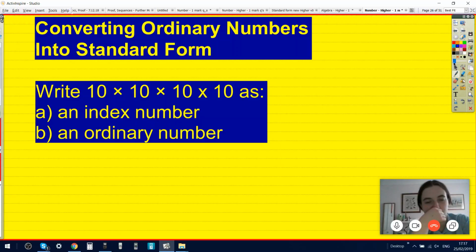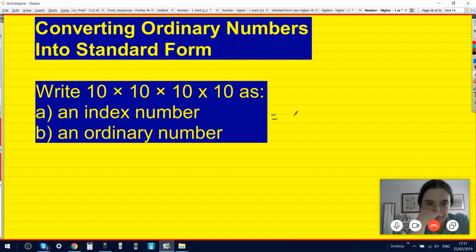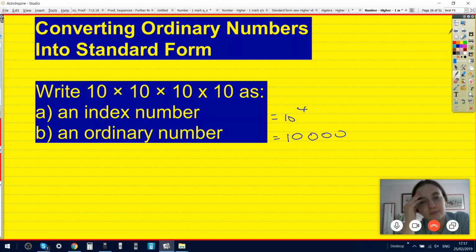Okay, this part A. 10 to the 4. 10 with 4 zeros. Wait, no, 3 zeros. Yeah, so 1 with 4 zeros or 10,000.